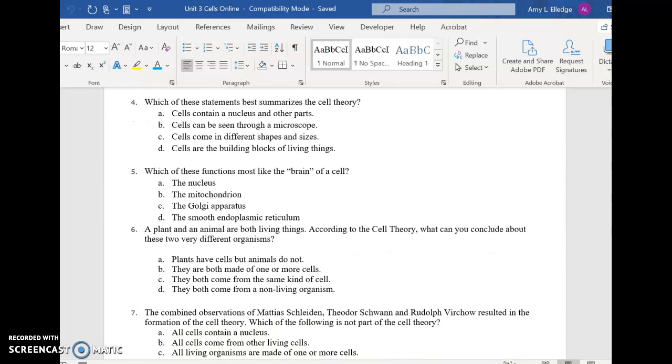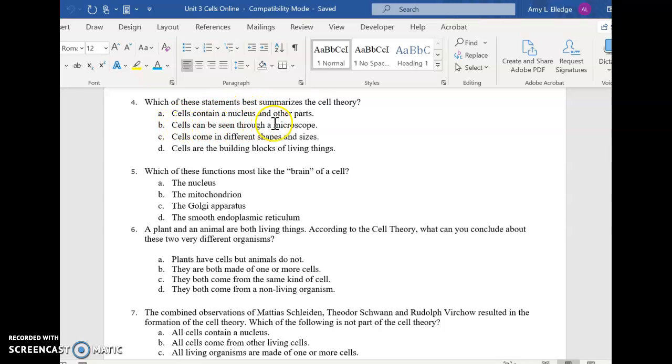Number 4, which of these statements best summarizes the cell theory? Let's see. A, cells contain a nucleus and other parts. Well, do all cells have a nucleus? Because we learned eukaryotic, no. So this one is false, right? They do not have that. So that's not going to summarize it well.